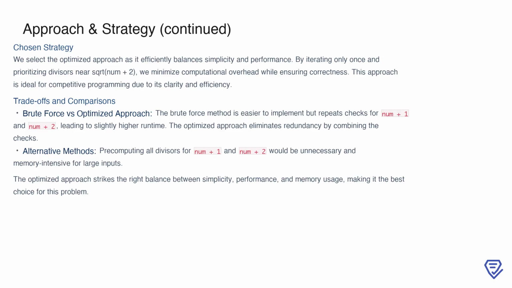When comparing the brute force and optimized approaches, the brute force method is easier to implement but involves redundant checks for number plus 1 and number plus 2, leading to a slight increase in runtime. Alternative methods, such as pre-computing all divisors, would be memory-intensive and unnecessary for large inputs. The optimized approach avoids these pitfalls, making it ideal for competitive programming scenarios where both clarity and efficiency are crucial.